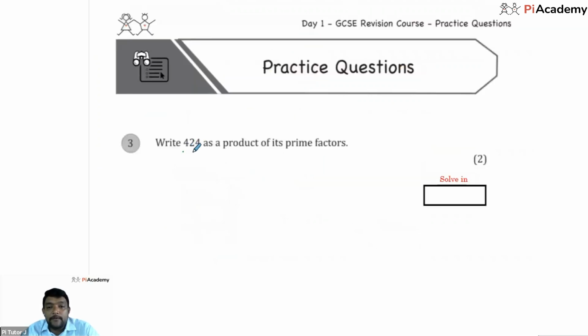Write 424 as a product of prime factors. 30 seconds.